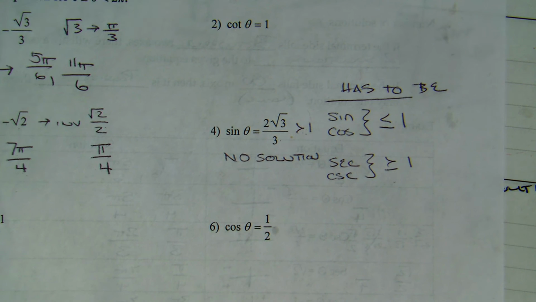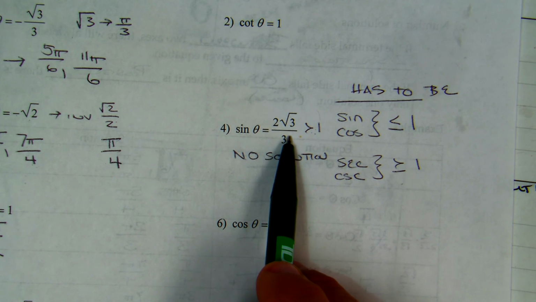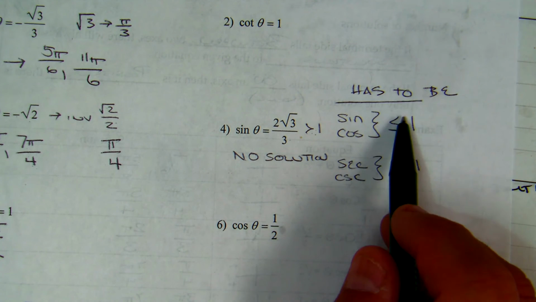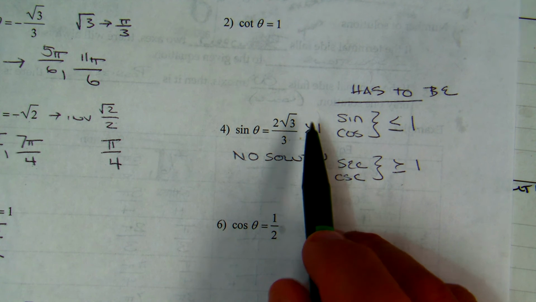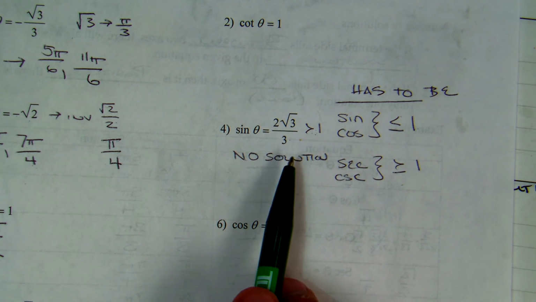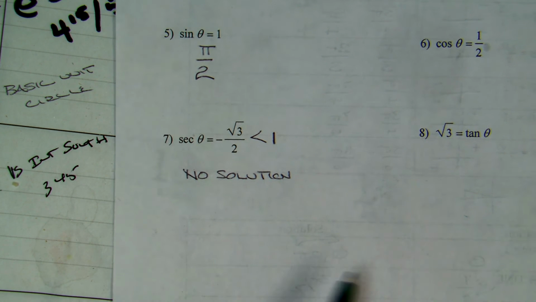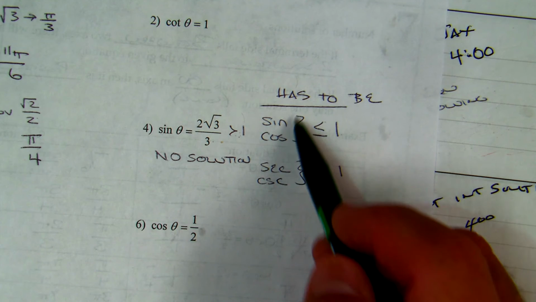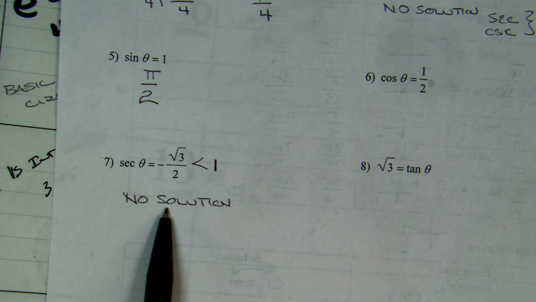Now, keep in mind as you do tonight's homework, sine theta is 2 root 3 over 3. Sine has to be less than or equal to 1. If I estimate this, the number comes out to be greater than 1. As a result, whenever that occurs, you have no solution. If I scroll down to number 7, same idea. Secant is negative root 3 over 2. Just for the same reason, sine and cosine have to be less than or equal to 1 because the hypotenuse is the biggest. Secant and cosecant, because they're the inverses, would have to be greater than 1. So basically, this is another one that has no solution.